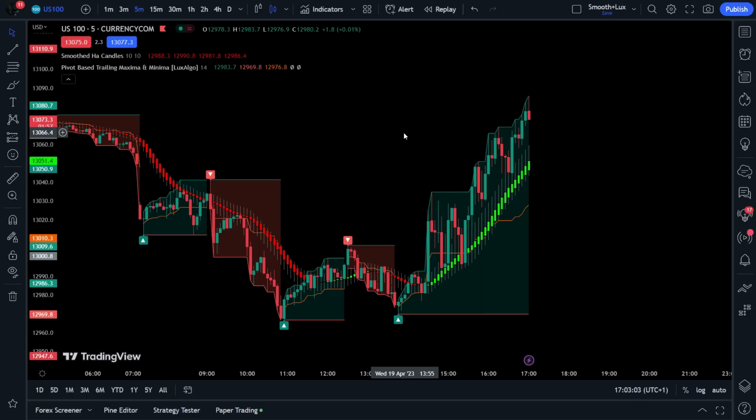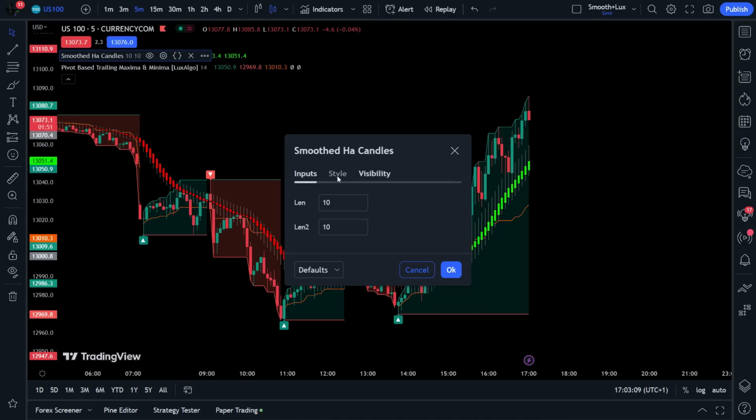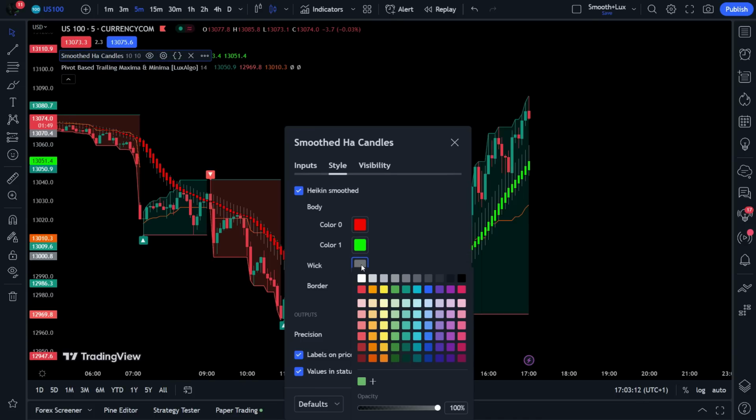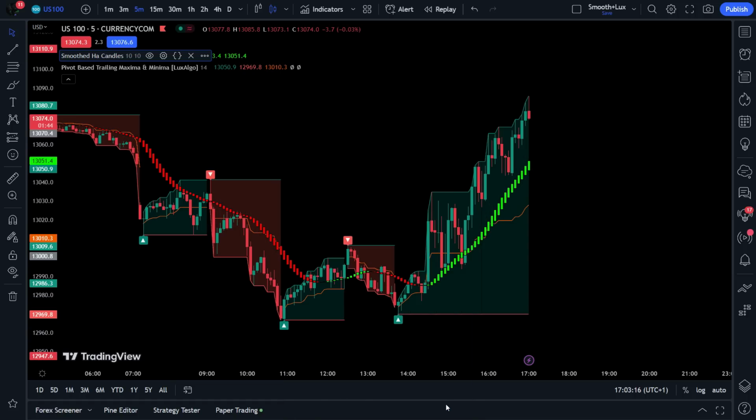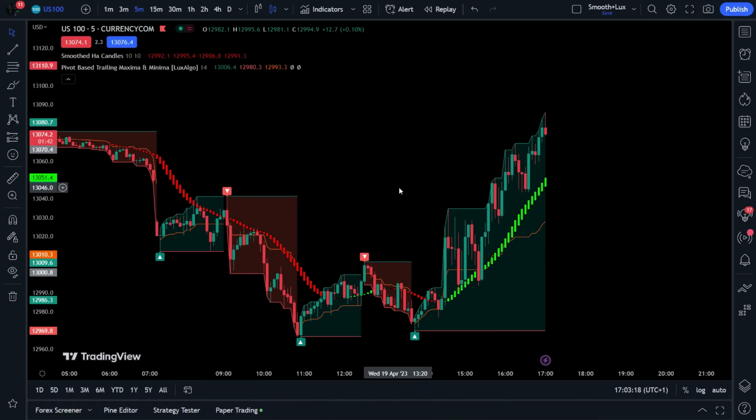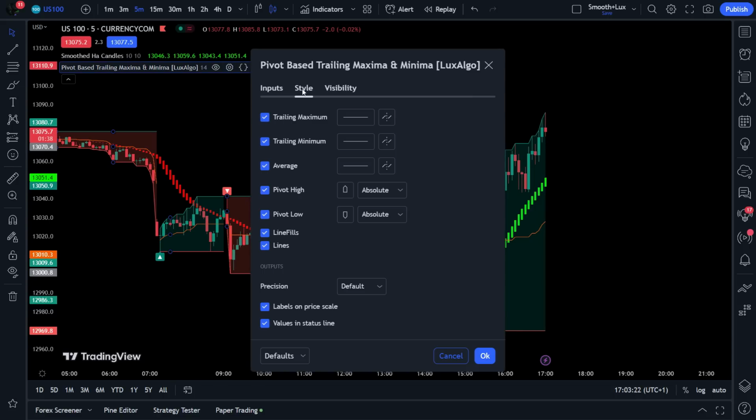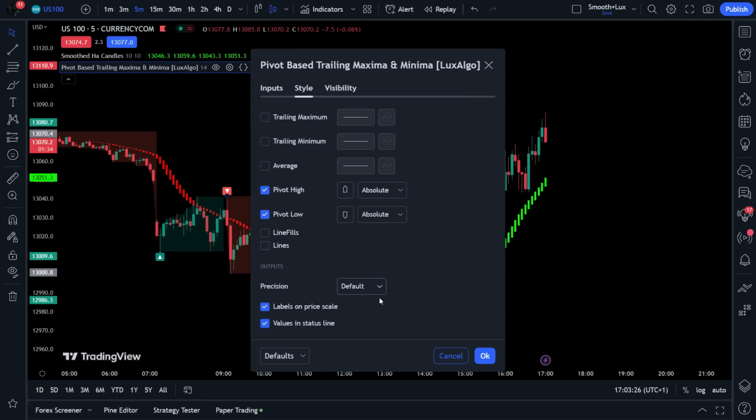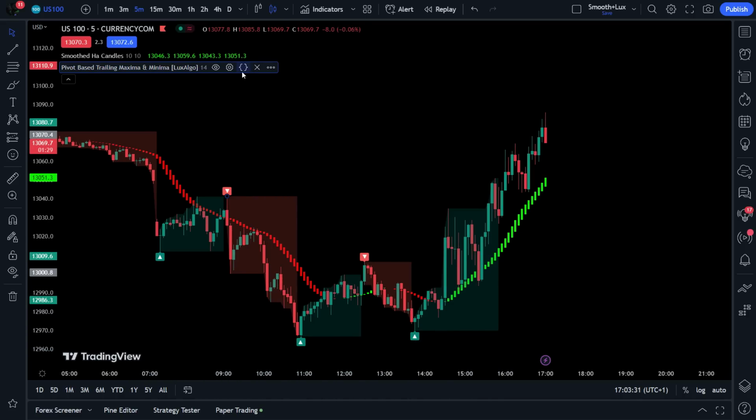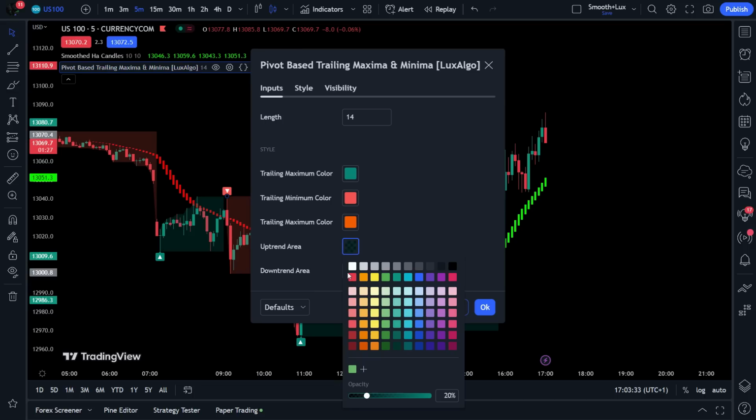Okay, now that we have added these to our chart, let's change some settings. Head into the settings of the Smoothed Heikin Ashi Candles and head over to Style. We should change the wick opacity to 0%. This will just make our chart much clearer and easier to read. Once we have done that, head over to the Pivot-Based Trailing settings, go to Style, and remove all the options except Pivot High and Pivot Low. Also, head over to Inputs and change the uptrend area opacity to 0, and the downtrend area opacity to 0.